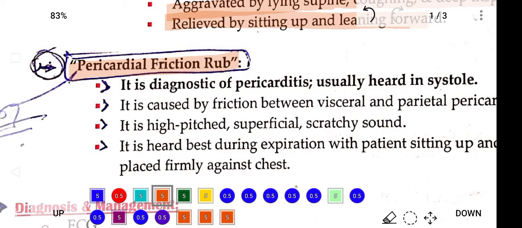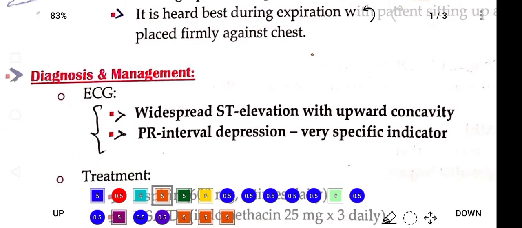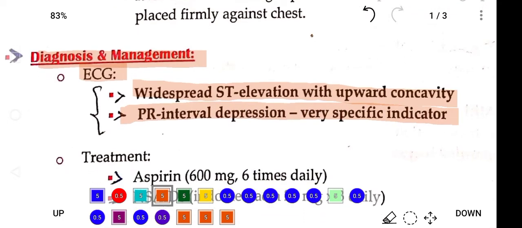A pericardial friction rub will be there. It is diagnostic of pericarditis and usually heard in systole; the friction between the visceral and parietal pericardium creates a high-pitched, superficial, scratchy sound, and the patient has pain. The diagnosis of pericarditis is on the basis of ECG. ECG will show wide ST elevation, and PR interval depression is a specific indicator.